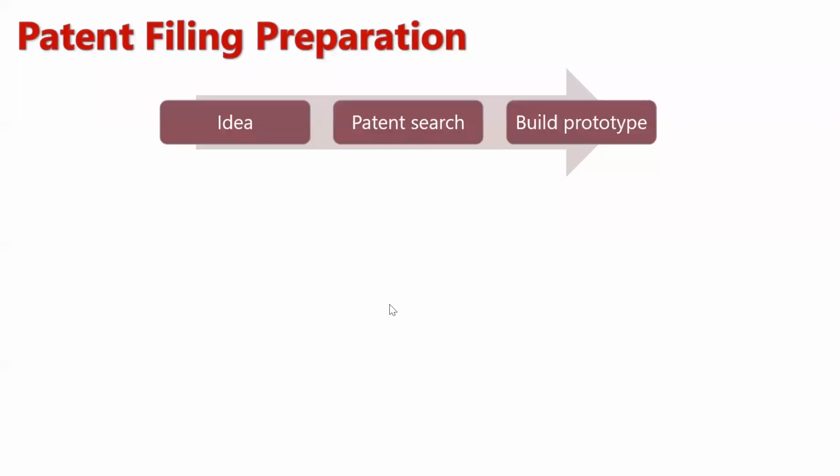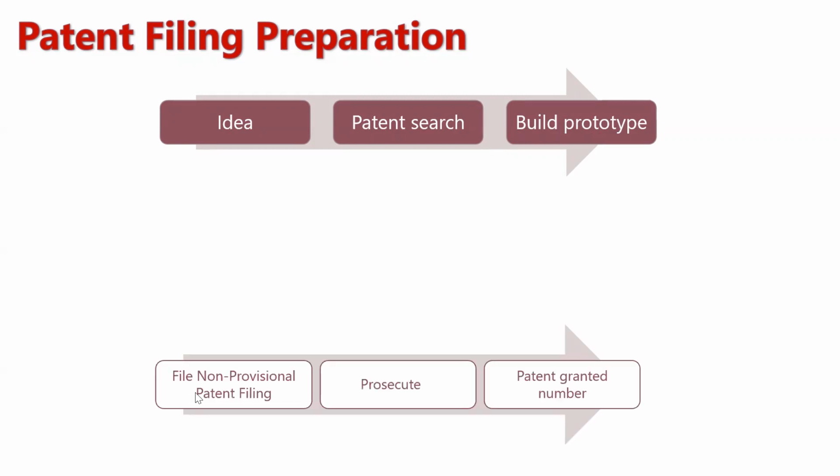Suppose I have an idea, so I will go for the patent search, and then I will build the prototype. As I said, an idea by itself is not patentable. It should have some inventive steps, and it should have industrial application. If I complete the prototype, then I will go for the non-provisional patent filing steps, then we approach the office, and once the process completes, the patent will be granted.